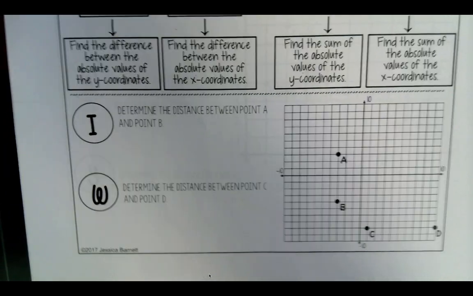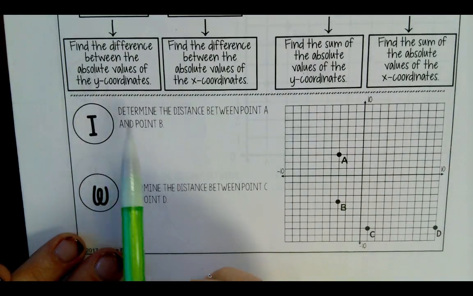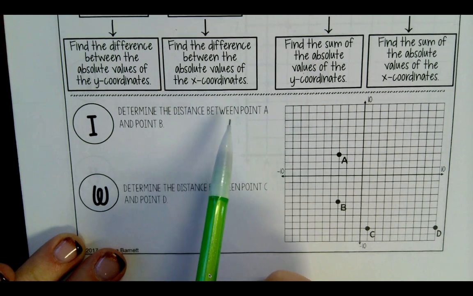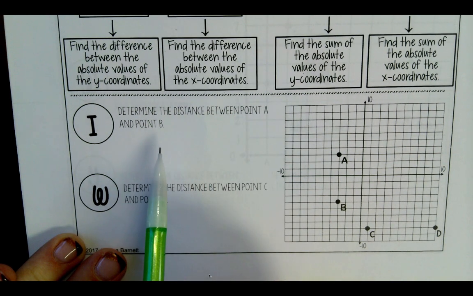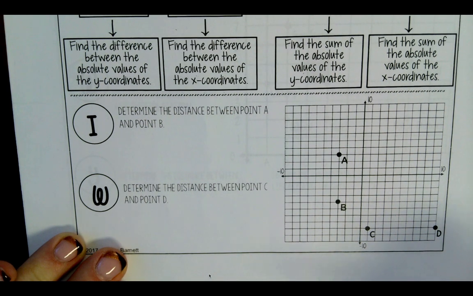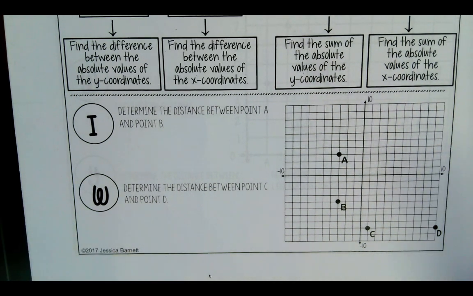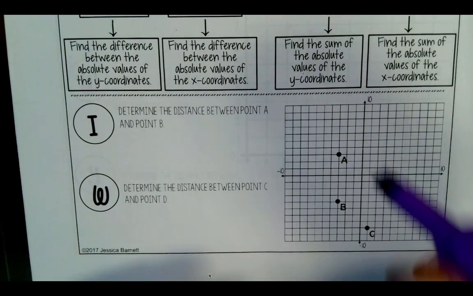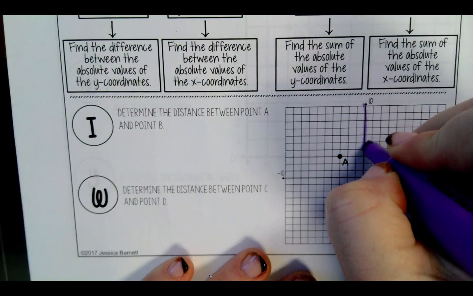All right, so here we go. It says, determine the distance between point A and point B. So what has happened is they have plotted points A and B on the paper. And this is important to know because you will have to plot the points you are using in your work tomorrow on the paper. Okay?